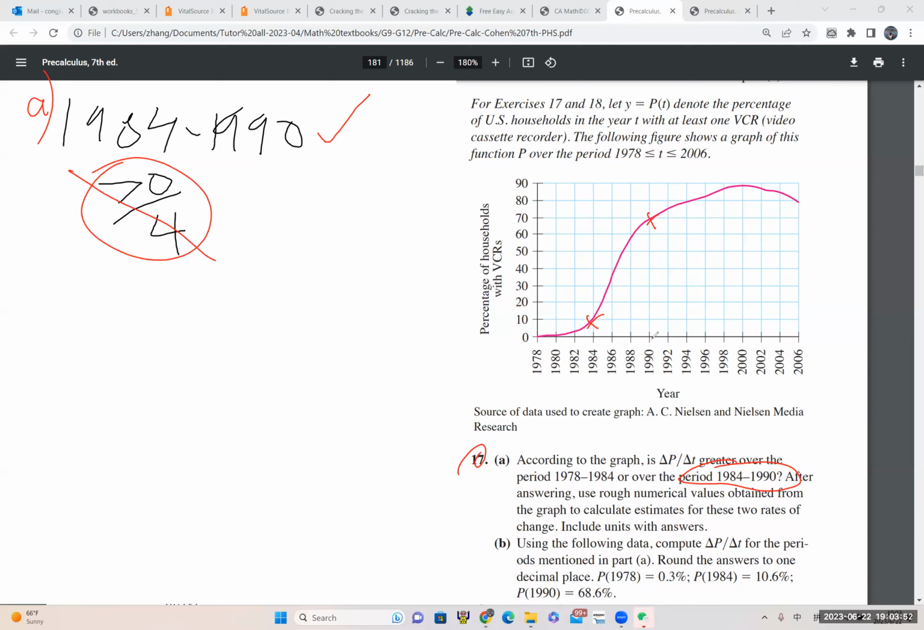So first it's 70 minus 10. Then the year is 6, right? Yeah. So it's just like 10. What is the unit here? That's a good question, right?